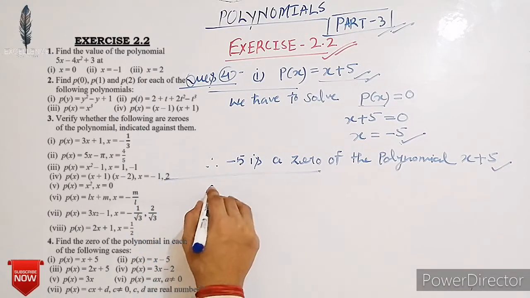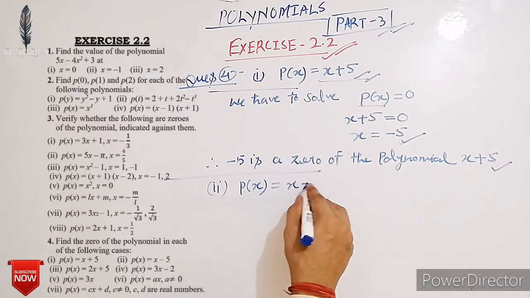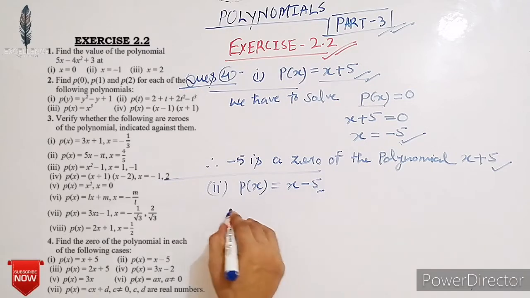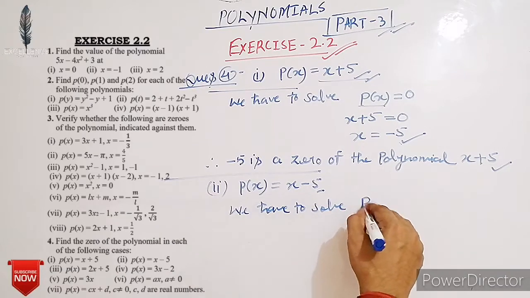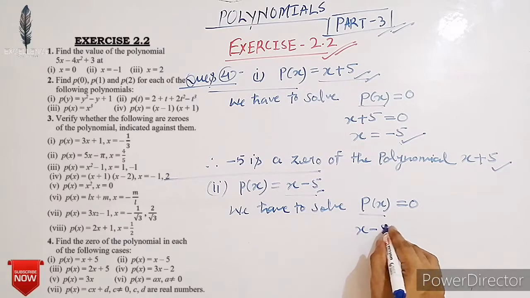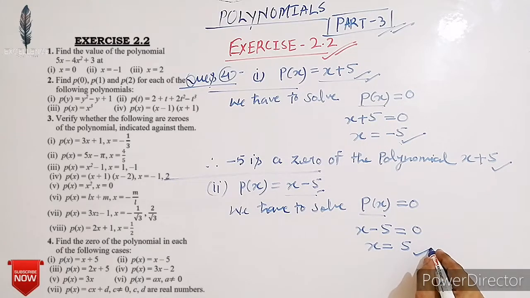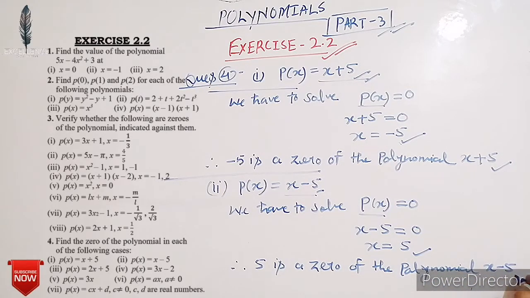Now next is P of x is equals to x minus 5. So here we have to solve P of x is equals to 0. Here x minus 5 is equals to 0. Then x is equals to 5. So here 5 is a 0 of the polynomial x minus 5. Okay students.